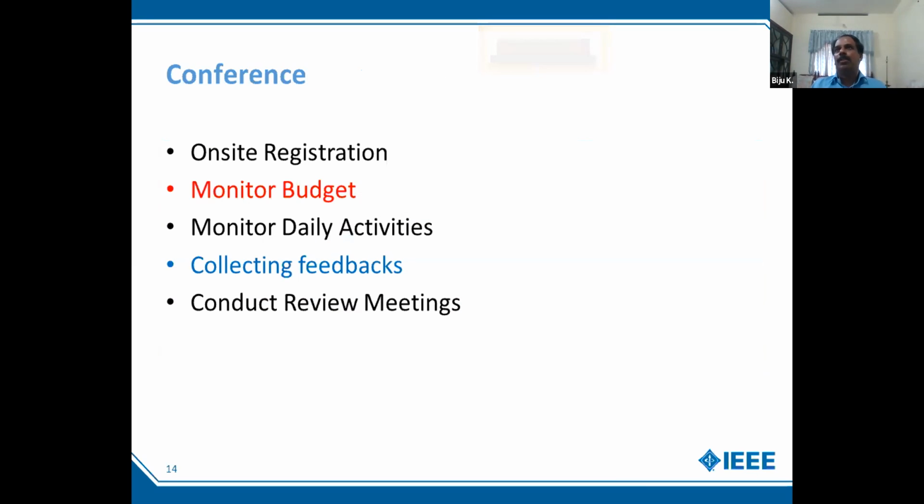Then during the conference, you have to do many things. On-site registration, there may be people coming to the registration. There may be spot registration depending on the conference, so if there are spot registrations, you have to do that. Then monitor: you have a budget approved by IEEE and by your conference organizing committee. So the finance chair has to monitor the budget every day, and the general chair has to monitor daily activities, and has to see that all other chairs are doing their activities properly.